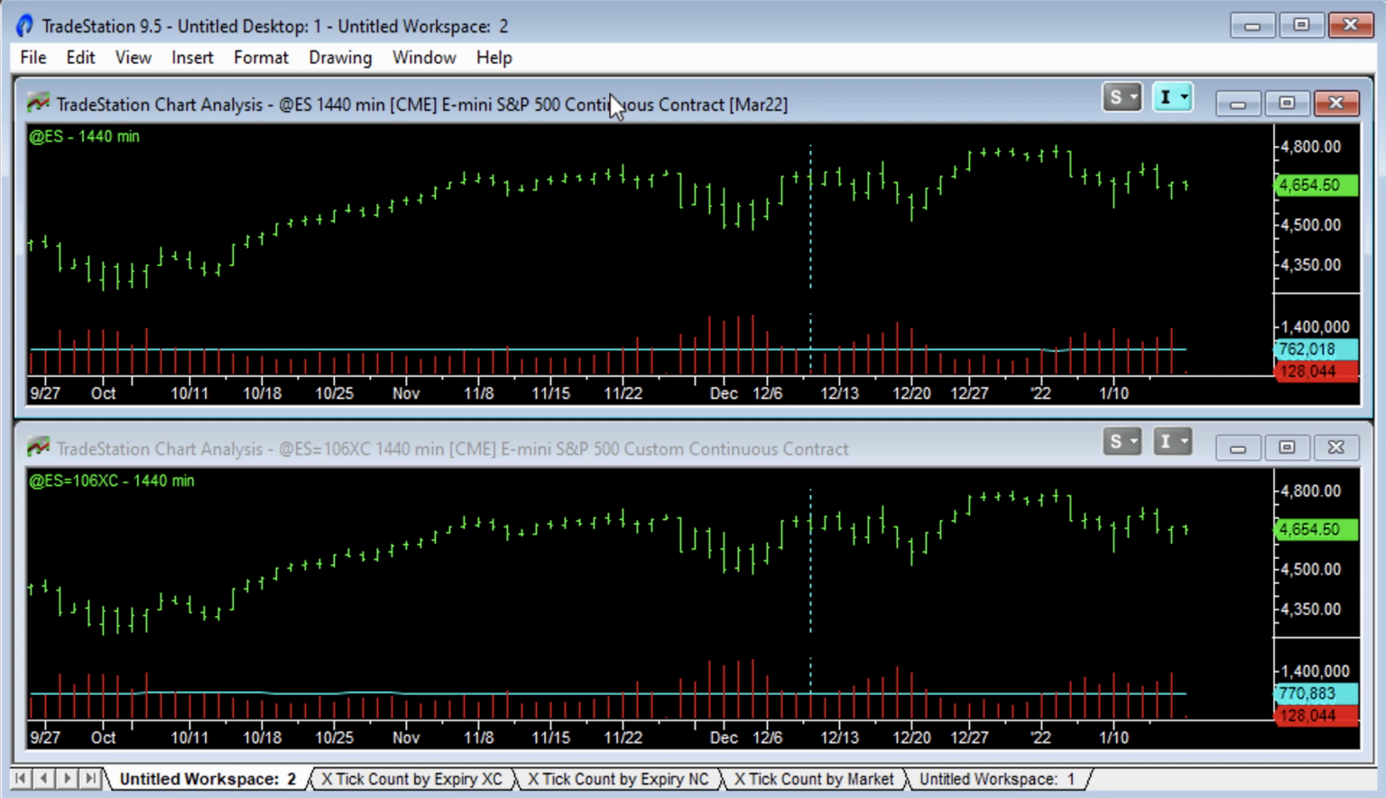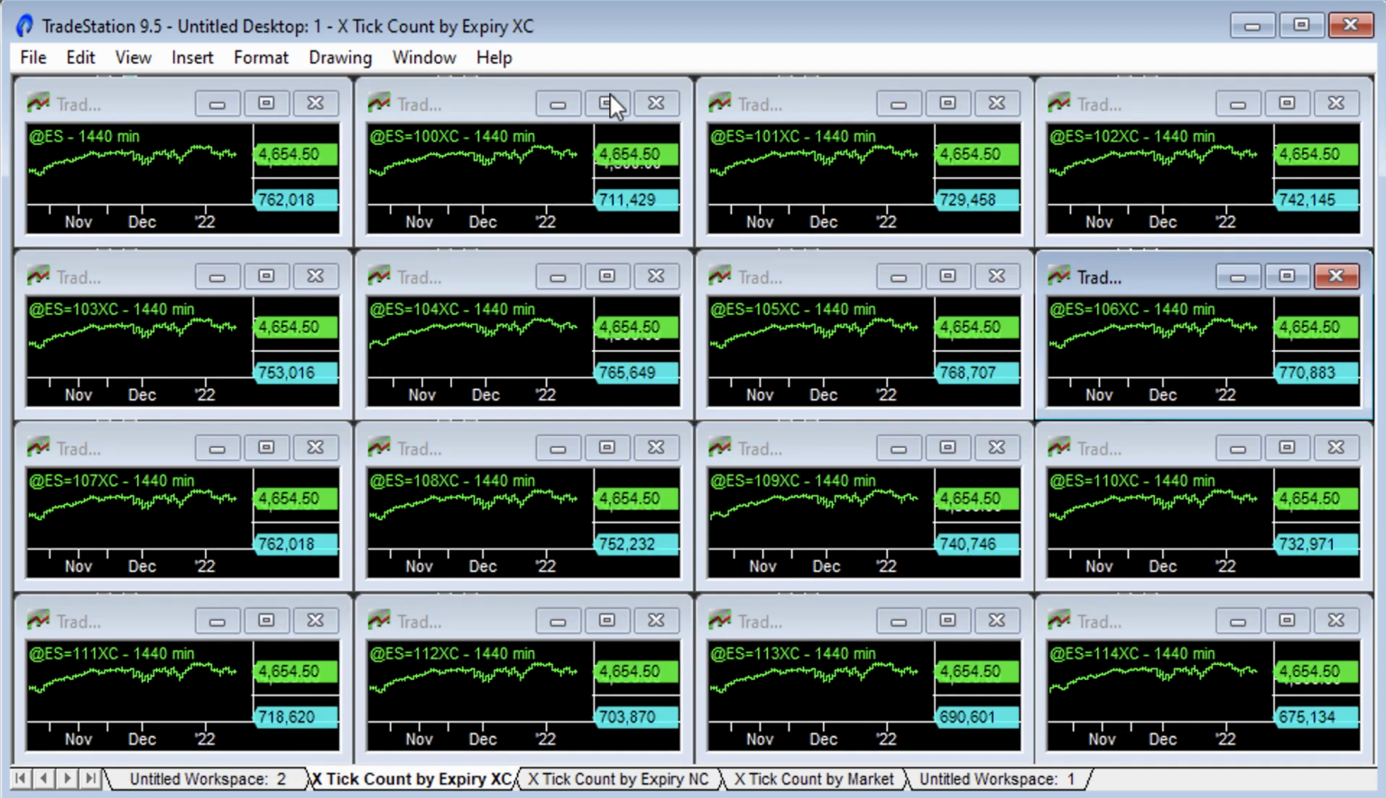And looking a little bit deeper, this is what I believe you need to do. Set up your charts a couple of different ways.